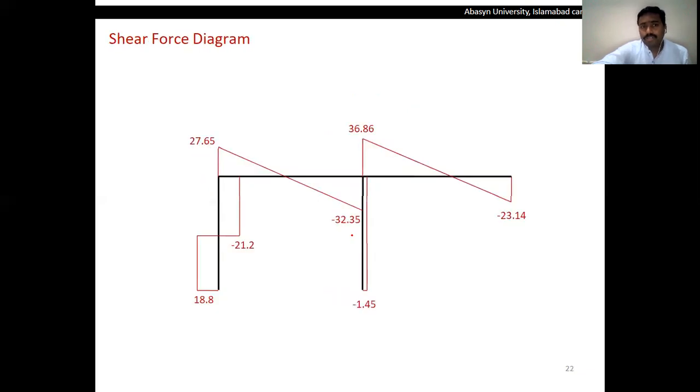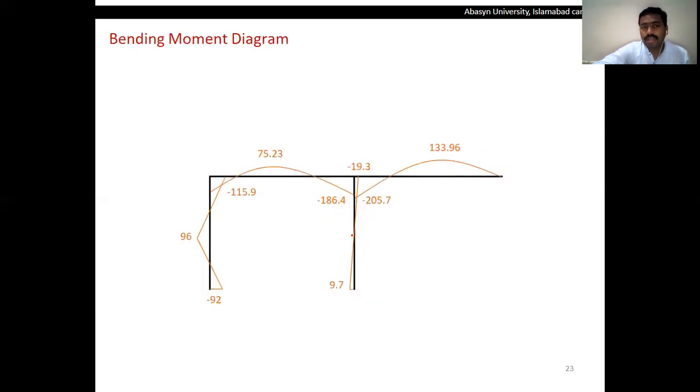Similarly, you will draw the shear force diagram of the frame and the bending moment diagram of the frame. Do it on your own time and compare whether you are going to get the same values of the shear force diagram and bending moment diagram at each joint and each point of the frame or not. If you are facing any difficulty in getting these values, just let me know.